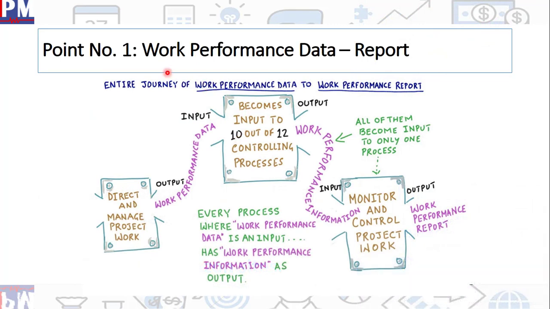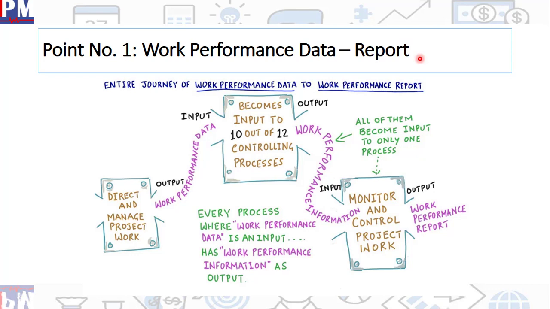Point number one, work performance data to work performance report. Basically, if you look at 6th edition, we have work performance data, which is an output. Also, we have work performance information, and finally, work performance report. Over a period of time, work performance data has to be converted into information so that we can take proper decision on that information.